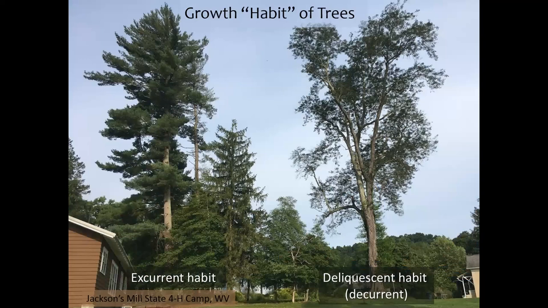So one of the main features of crown architecture is the growth habit type. And basically there are two types, the excurrent habit, and the decurrent habit, or deliquescent habit.